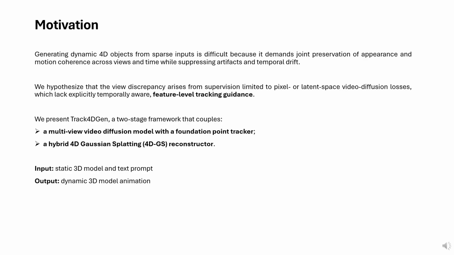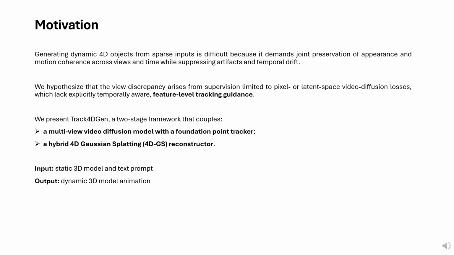Generating dynamic 4D objects from sparse inputs is difficult because it demands joint preservation of appearance and motion coherence across views and time, while suppressing artifacts and temporal drift. We hypothesize that the view discrepancy arises from supervision limited to pixel or latent space video diffusion losses, which lack explicitly temporally aware feature-level tracking guidance.